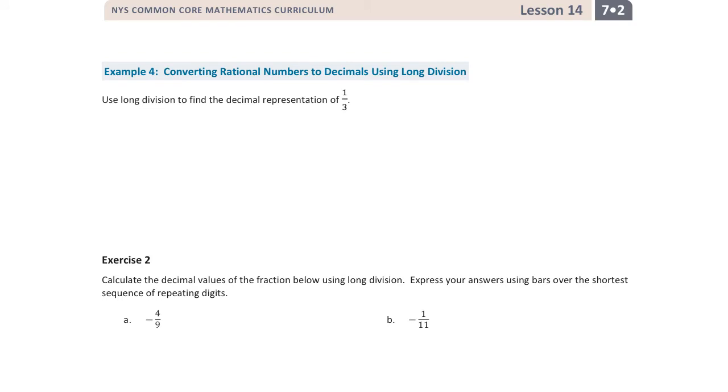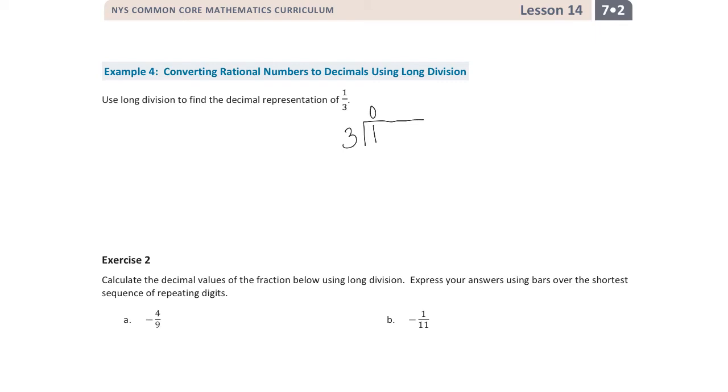Example 4, converting rational numbers to decimals using long division. Use long division to find the decimal representation of 1 over 3. Let's go ahead and solve 1 over 3. So our numerator is going to go inside, and our 3 is going to go on the outside. Now, how many times did 3 go into 1? Well, 3 doesn't go into 1. So we are going to put a 0 on top.